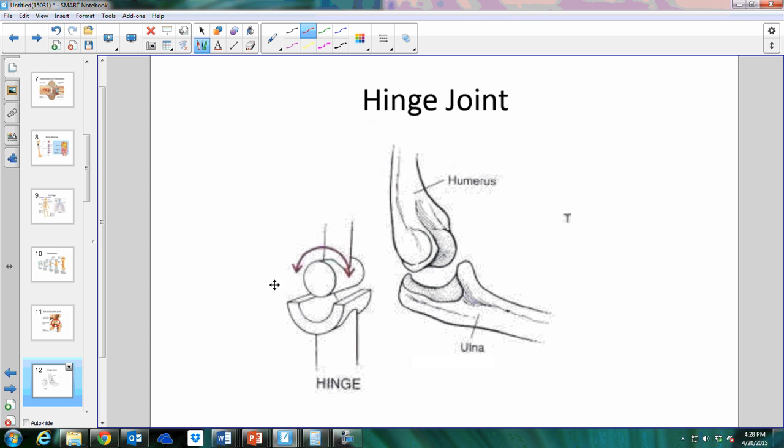A hinge joint looks much like a hinge on a door. It can open only to a certain amount, to a certain point. Your elbow is a perfect example of a hinge joint.